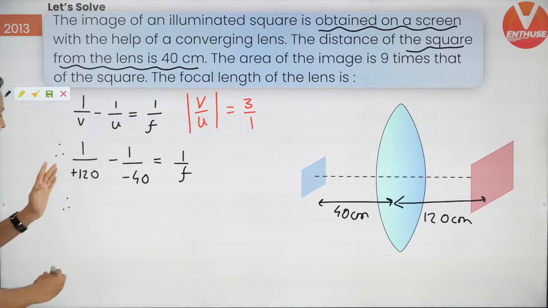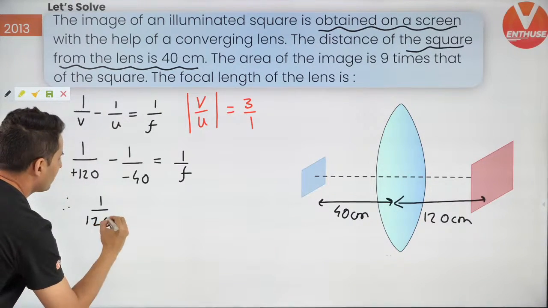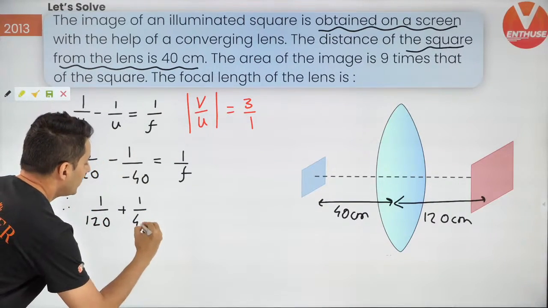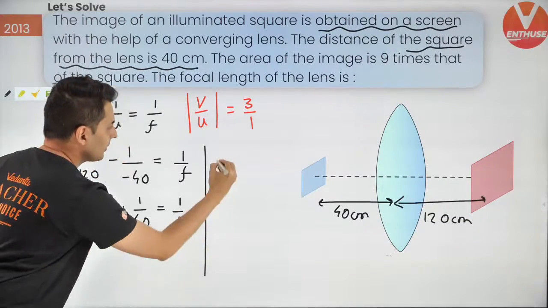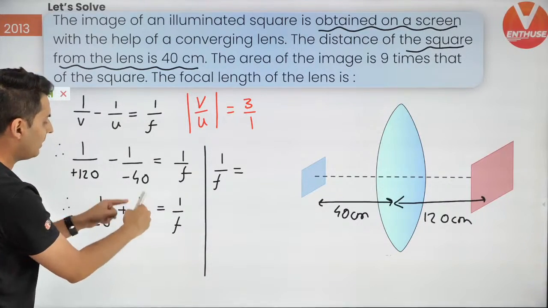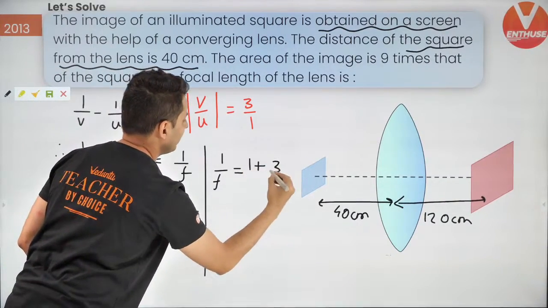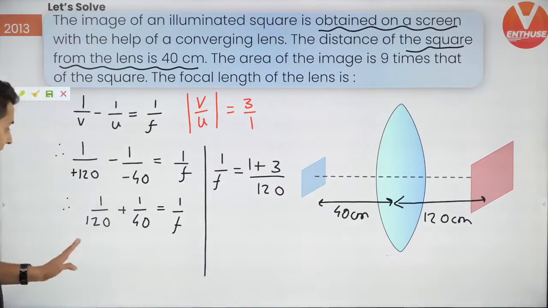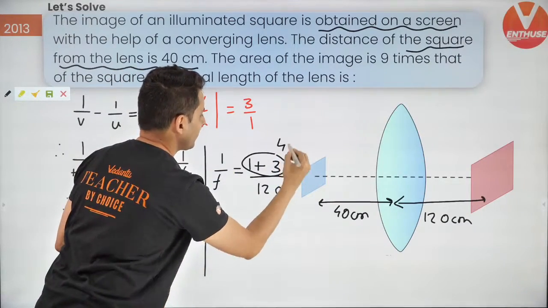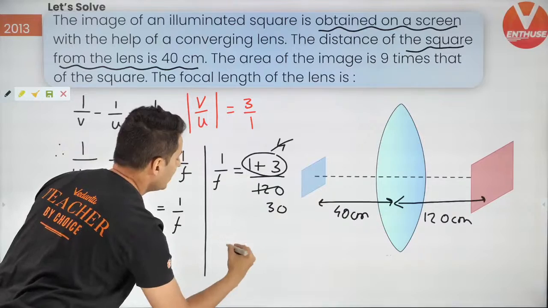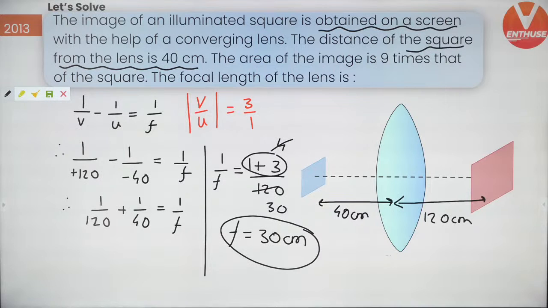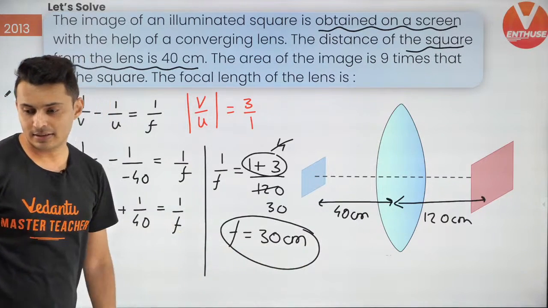Now, what will happen? Just solve this properly. So this will be 1 by 40 because minus minus will become plus, and this will become 1 by F. Therefore, 1 by F will be 1 by 40, take LCM guys. So multiplied by 3, numerator and denominator. So it will become 1 plus 3 divided by 120. 1 plus 3 is 4 and 4 by 120. So just divide it, it will become 30. So focal length is just 30 centimeters. That is the answer. I hope this is clear. Everybody understanding this?